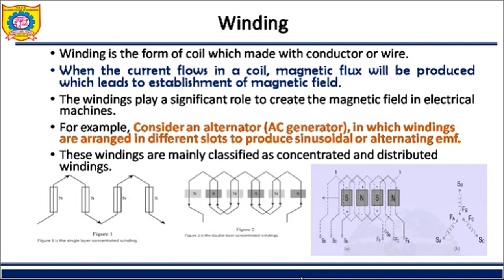A concentrated winding you can see on this side. In figure 1 we can see there is one N pole and another S pole, and one conductor is taken under the N pole, another conductor is taken under the S pole, and they are connected. On the back side it is again connected, again on this side it is connected, and again we do this. So this is a winding which creates a wave type of structure.